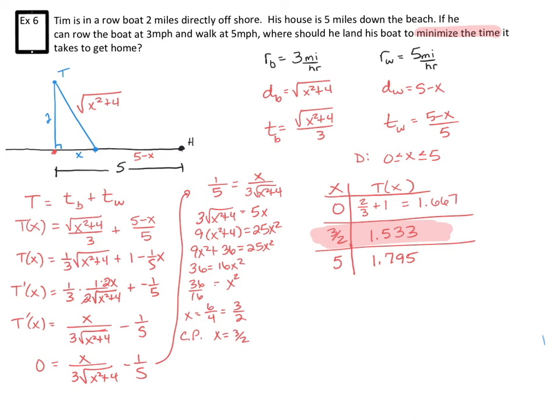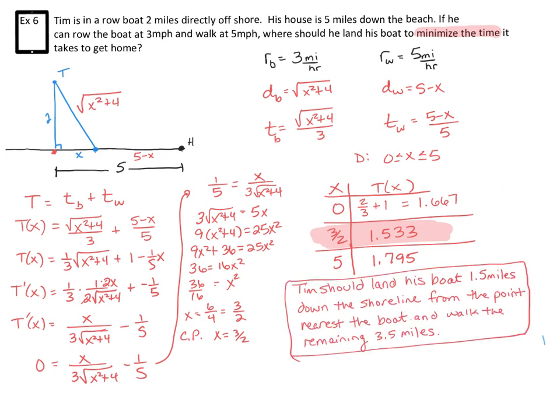So now we need to answer the question. Tim should land his boat 1.5 miles down the shoreline from the point nearest the boat, which is directly perpendicular, right there, and also then walk the remaining 3.5 miles. We say that last part just because you could land the boat 1.5 miles away from that point over here, which obviously would not minimize your time. So you need to be going closest toward the house.